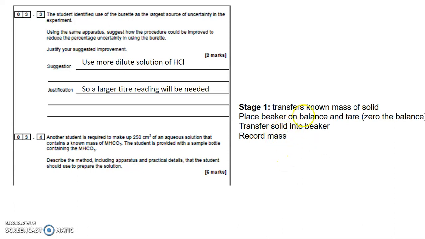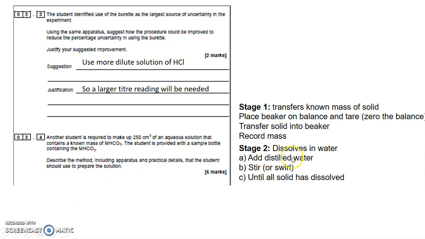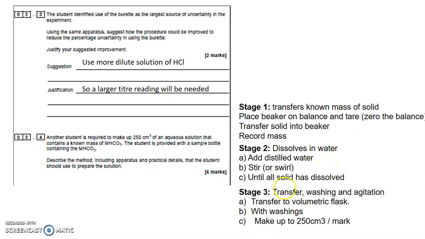Now then, I've got the solid in the beaker and I've got to get it into the volumetric flask. So how am I going to get a solid into the volumetric flask? Well, first of all, I can dissolve it in a little bit of water. That'll make it easier to pour into the volumetric flask. So I'm going to add some distilled water. Use distilled water because it's got no impurities in it. Stir it, swirl it to try and dissolve the solid. And then you can tip it into the volumetric flask and then wash out any remainder.